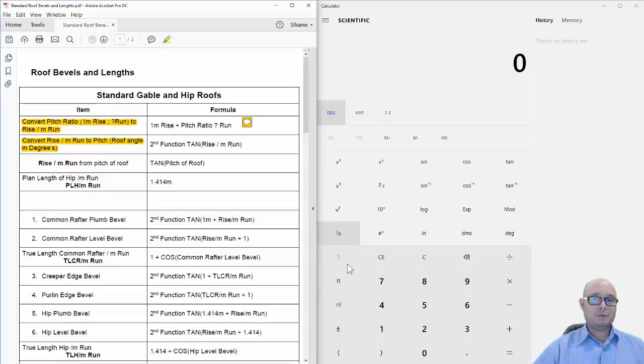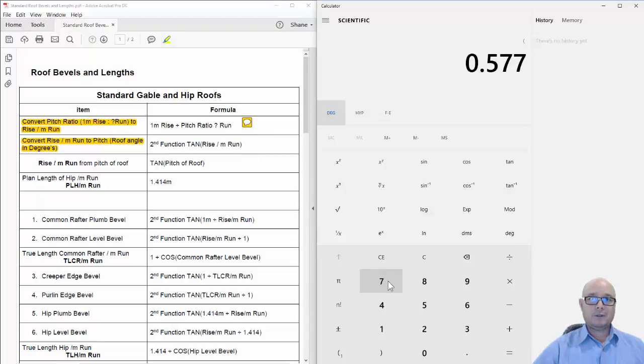So I'll do this part of the calculation first, and it's in brackets, so I'll start with the brackets. It's rise per metre run, which is this answer here, which is 0.577. So 0.577, and I'll close the bracket. And then I need to second function tan this. I don't have the second function button, but I do have the tan minus 1, which is the same thing. So I'll hit tan minus 1, and it gives me an answer of 29.98 and so on. So this is actually the angle or the pitch of the roof.